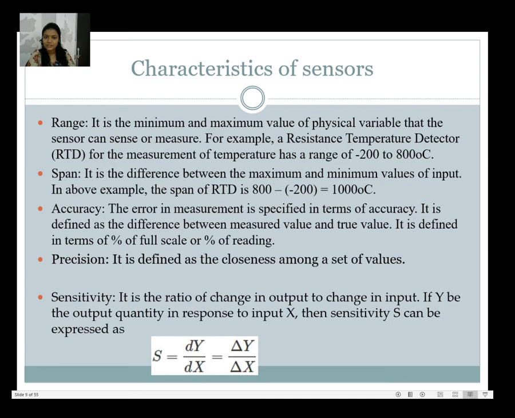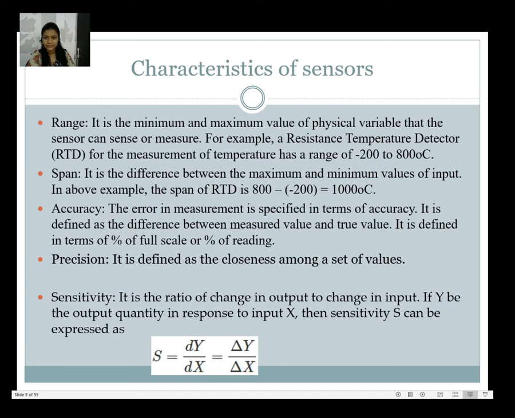Then span. So span means what? It is the difference between maximum and minimum value of the input. Okay, so we can call it as a span. So what is the span for RTD? That is 800 minus (-200). It means what? 1000 degrees Celsius.